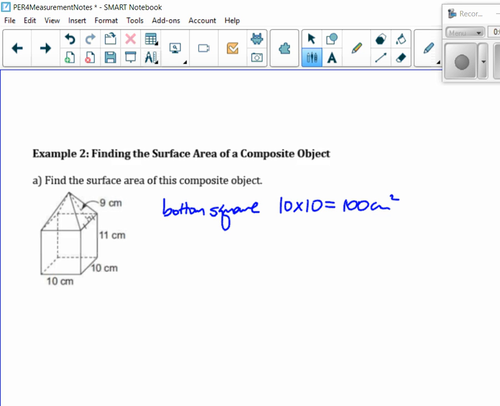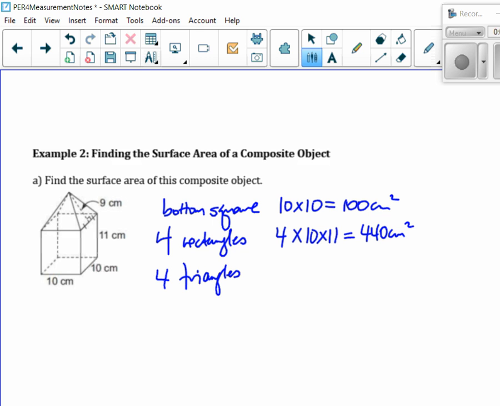And then, does everybody see I have 4 rectangles wrapping around there? Yes? So 4 rectangles. So it's going to be 4 times, then it's a 10 by 11. Any questions how I got 4 by 10 by 11? So 440 square centimeters. And then does everybody see I have 4 triangles all the way around?